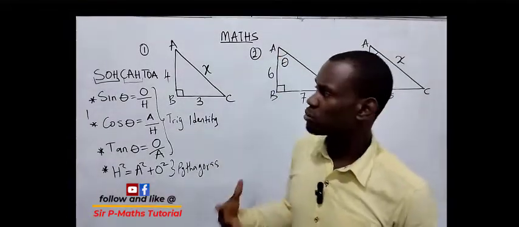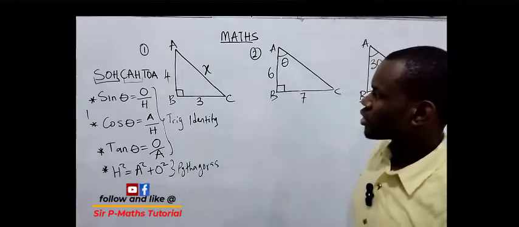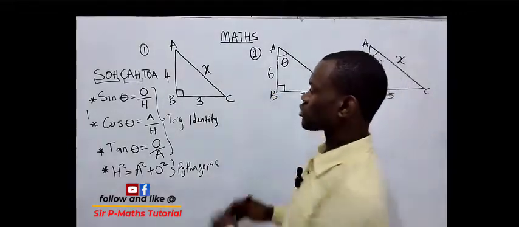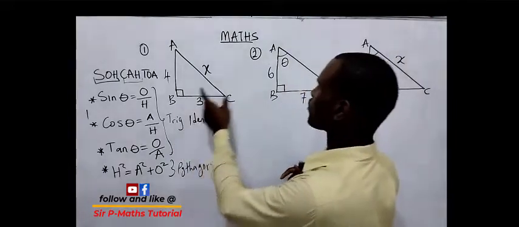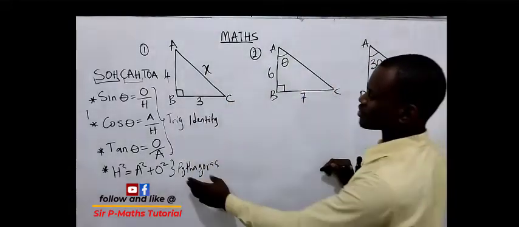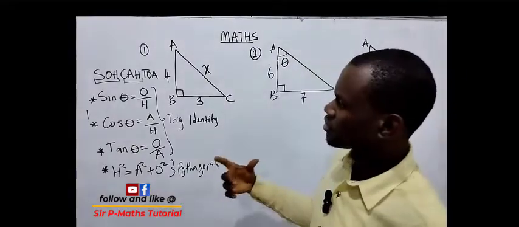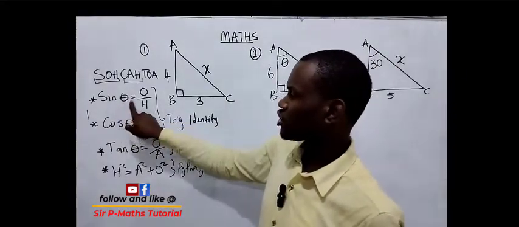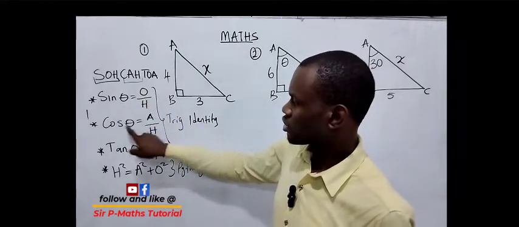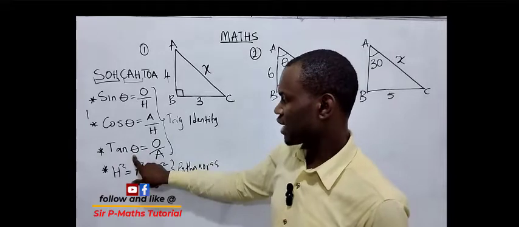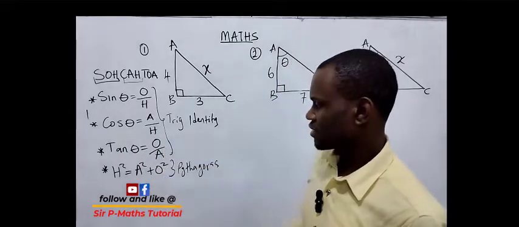Today we'll be looking at these problems on trigonometry. In this problem, I'll be teaching you how and when to make use of trigonometric identities to resolve right-angle triangles and when to use Pythagoras theorem. Trigonometric identities say that sine theta is equal to opposite over hypotenuse, cos theta is adjacent over hypotenuse, and tan theta is opposite over adjacent.